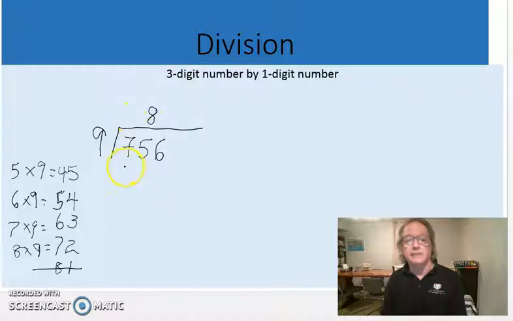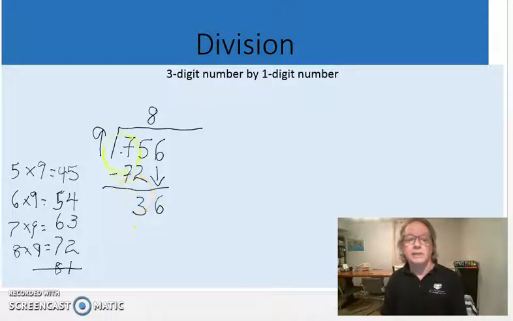8 times 9 is 72. So that's what I'm going to subtract. And I'm going to have a 3 here. 75 take 72 gives me 3. Bring down my 6. And I have 36.